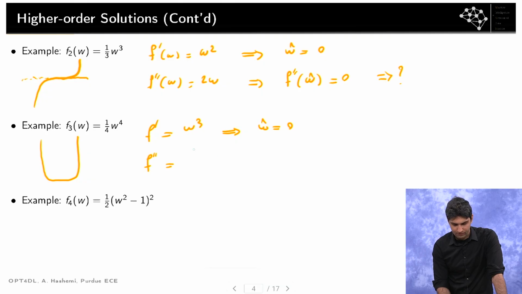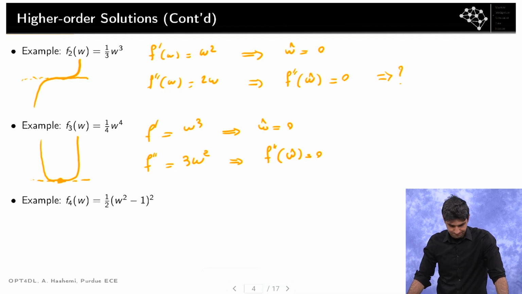The second order derivative will be 3w squared. So it means that the second order derivative is again 0. By looking at these two, we cannot make a determination. But in this case, it turns out that we actually have a global minimum. So this is a global minimum for us. So it is a good solution.